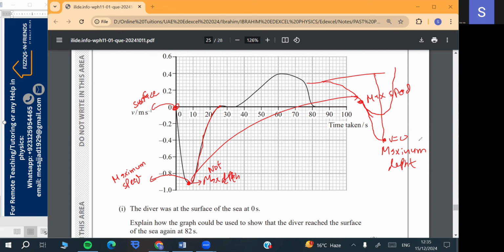After reaching the maximum depth, he will start moving upward. When he starts moving upward, the direction of the velocity is reversed. Previously it was negative, now it turns positive. So he is moving up, and again when he reaches the surface, the velocity will be zero. This graph gives you two displacements: one while he was moving down, and the second while he was moving up. So the total area under the graph will be equal to 0.